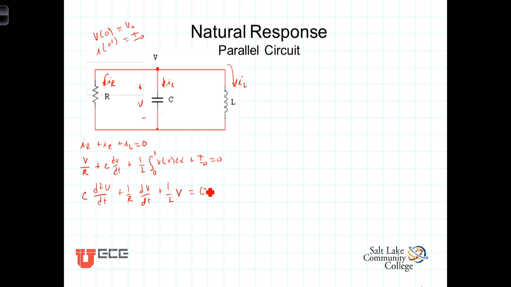Now if we divide both sides of the equation by C, we get, in its standard form, the second derivative with respect to time of the voltage plus 1 over R times C times the first derivative plus 1 over LC times V equals 0.